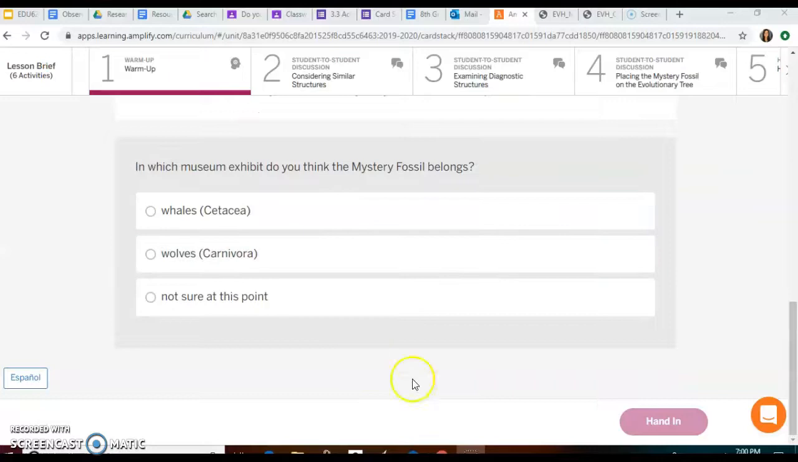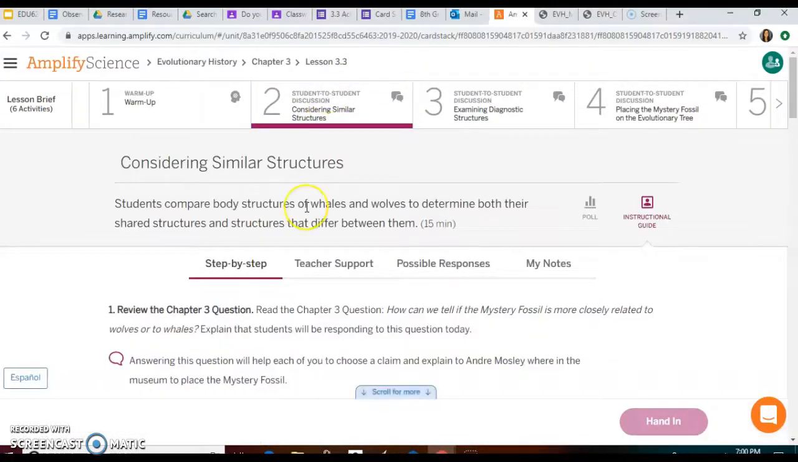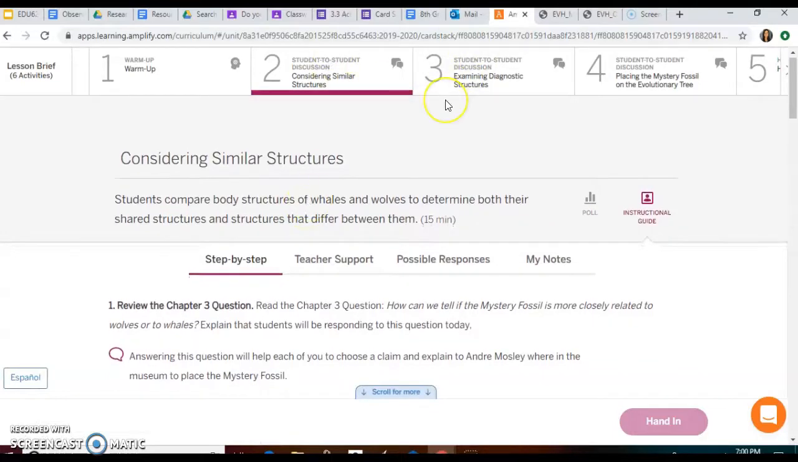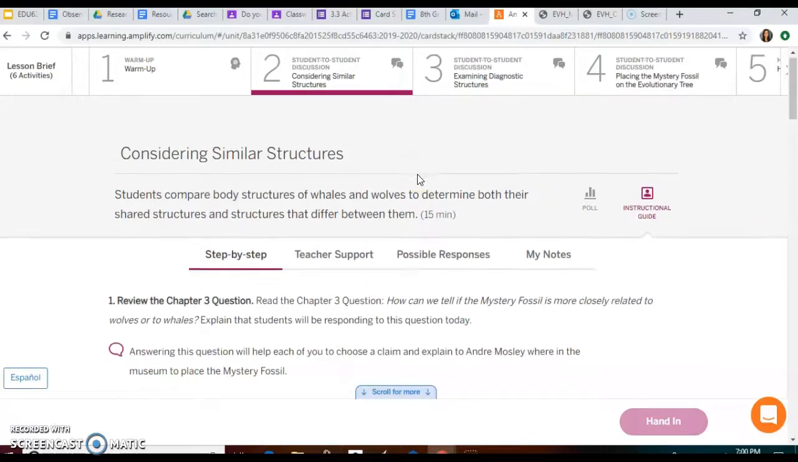Once you have done the warm-up, make sure you click hand in, and then you'll go into 2. And this 2 and 3 are going to be a little bit tricky because we have some extra added into it, which I'll get into in a second.